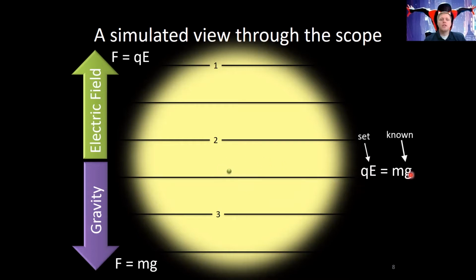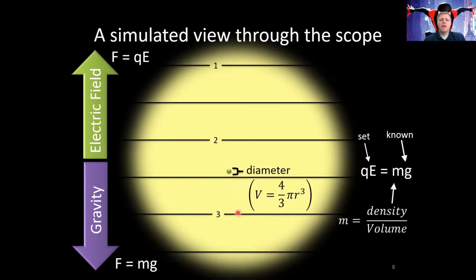Now we know the gravitational constant already. Newton figured that out for us a long time ago. And the researchers set the electric field potential, so we know that as well. And then we can just look at this droplet, measure its diameter. That'll give us the volume of the droplet. And they already knew the density of the oil they were working with. So from density times volume, they were able to get the mass in this equation. And now we can measure how much charge is on these droplets.